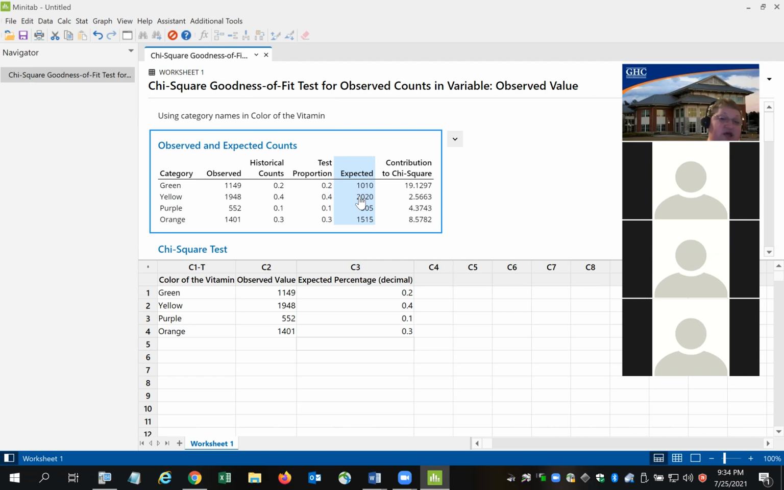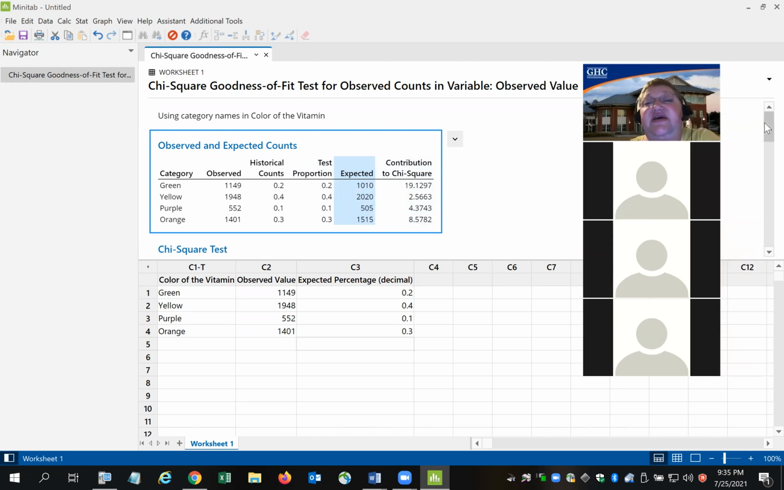We would have expected 1,010 green, 2,020 yellow, 505 purple, and 1,515 orange. So there are your expected values. Minitab has done that for you. We could copy those onto the table there on question 72.